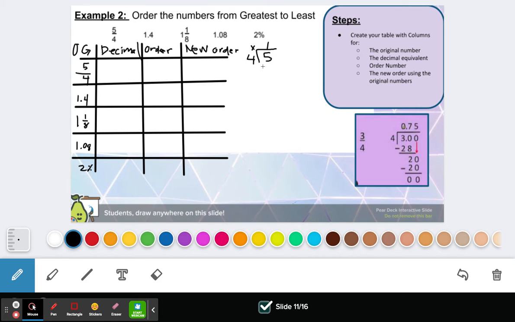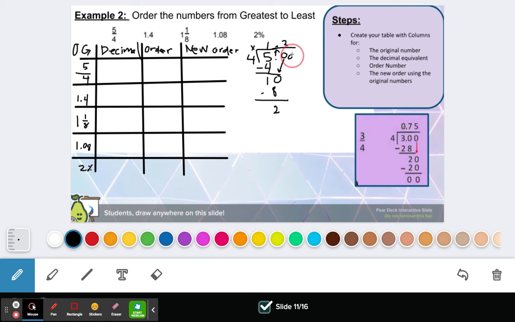4 times 1 gives me 4 without going over 5. Then I subtract, I get 1. Remember, when I continue my division, I need to add a decimal and a 0. I need to bring down the 0 and bring the decimal up, okay? And then now I need to figure out how many times 4 can go into 10, and that is 2, okay? 4 times 2 is 8. I subtract, I get 2.